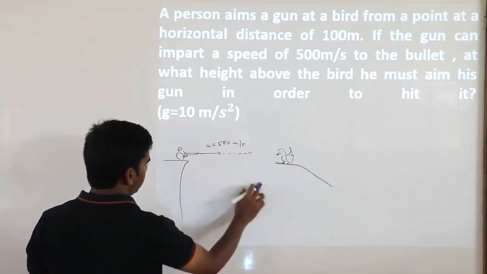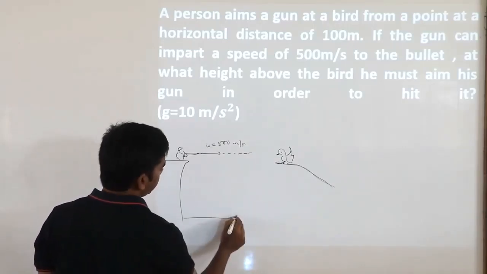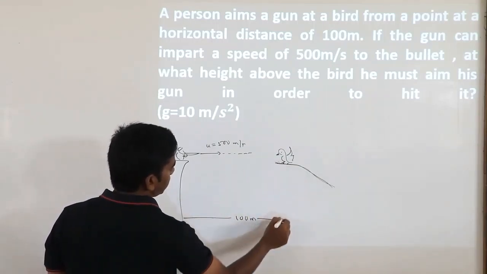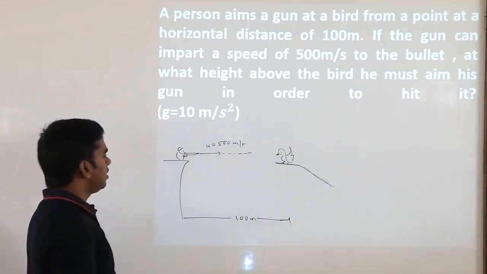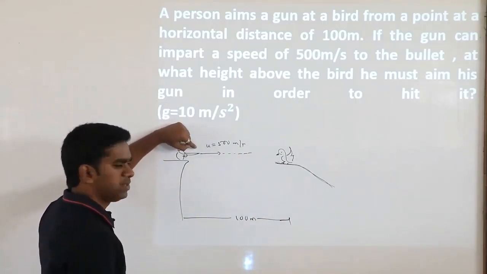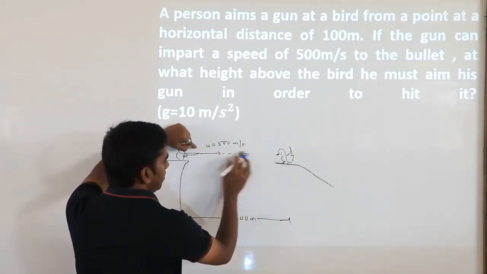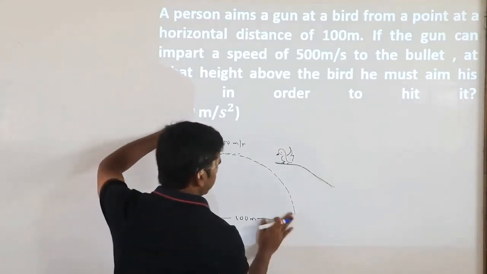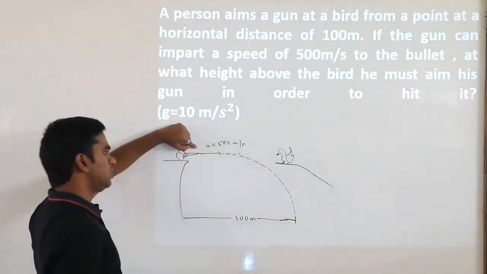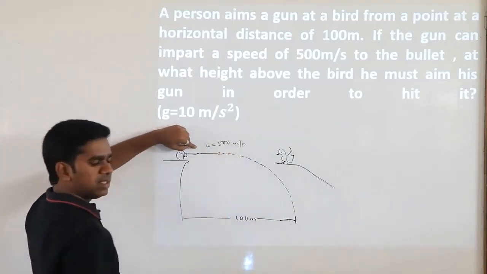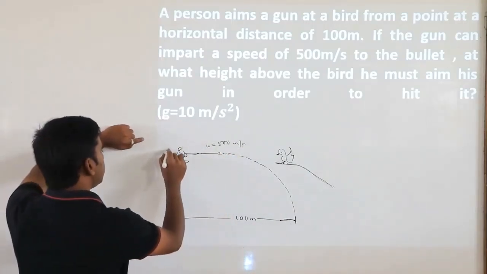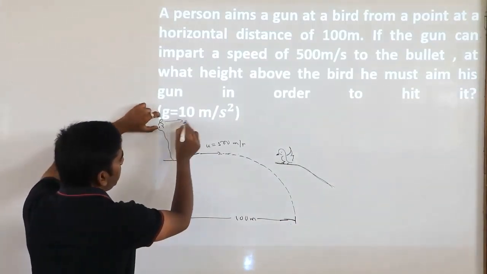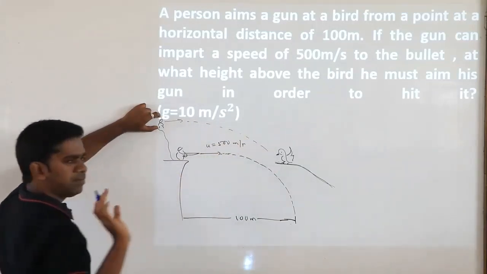But what is the distance of the bird? Distance of the bird means horizontal distance, they have given it as 100 meter. So this is the horizontal distance. See, if he shoots from here, the bullet may not reach the bird. It may come somewhere here. Getting the point? So it is not possible for him to hit the bird. That means he has to go somewhere here. If he goes here, then it may hit the bird.